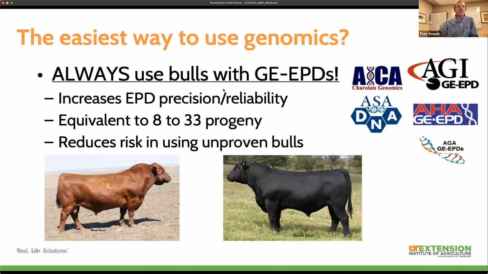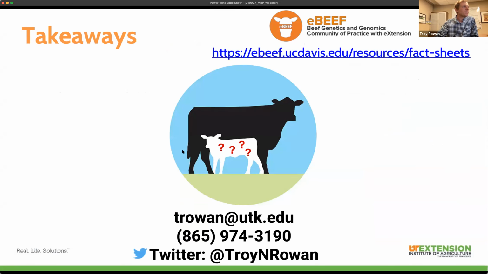And so the easiest way to use genomics is to always buy a bull that has genomically enhanced EPDs. So any AI sire, if you're using artificial insemination, those bulls are always going to have genomically enhanced EPDs. But for bulls that you're going out and buying, making sure that the producer that you're purchasing them from, the seed stock operation, is doing genomic testing is really going to help you be more confident that those bulls are what you think they are based on the EPDs that get reported.